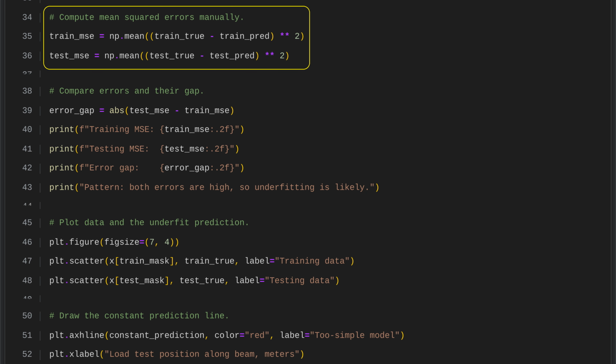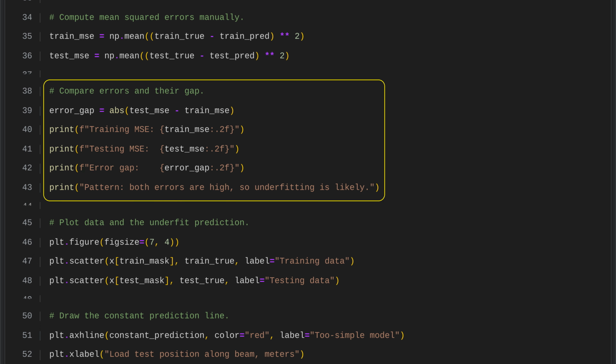We evaluate the model by calculating mean squared error on both the training and testing data. This means averaging the squared differences between the true values and the model's predictions. Comparing these two errors shows how well the model fits each dataset and can help reveal underfitting. The model's training and testing mean squared errors are compared by calculating their absolute difference, called the error gap.